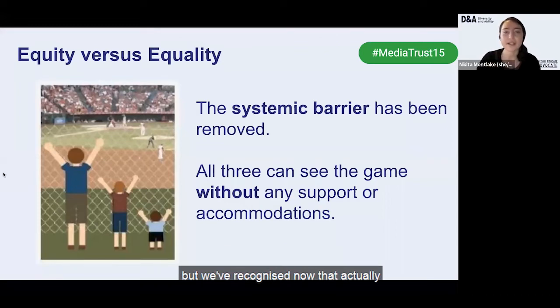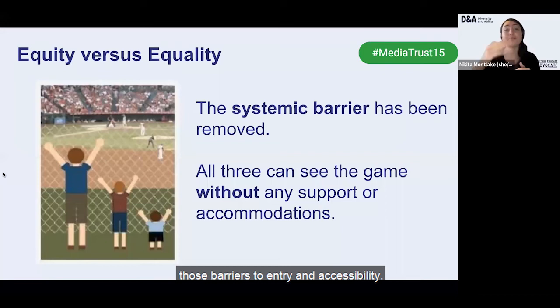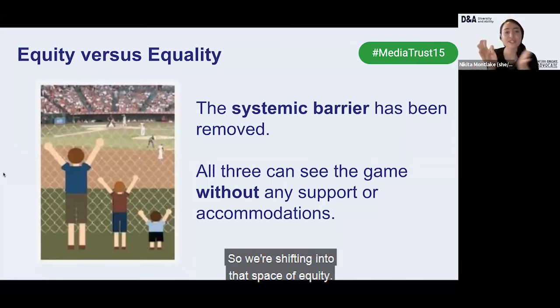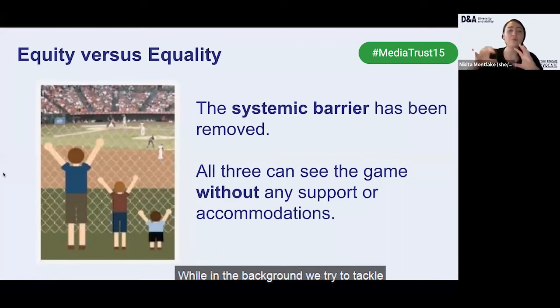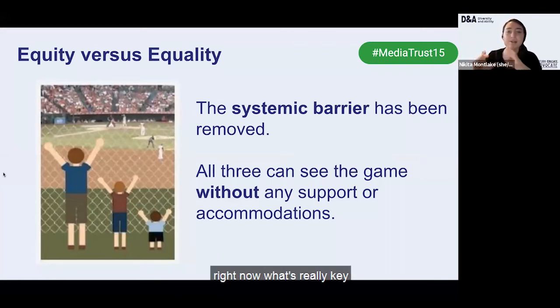But we've recognized now that actually that's not particularly helpful to use those kinds of statements, because we do need to recognize those identities that we all have that can then create those barriers to entry and accessibility. So we're shifting into that space of equity, while in the background we try to tackle these systemic barriers and break them down. Right now, what's really key is making sure that we're providing that equitable access in the meantime.